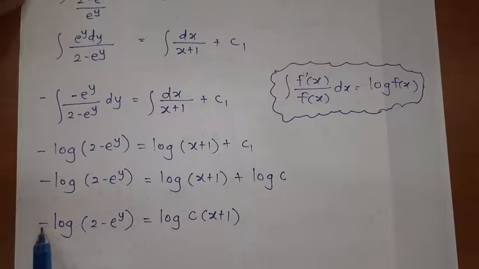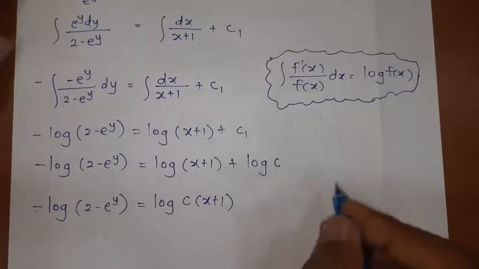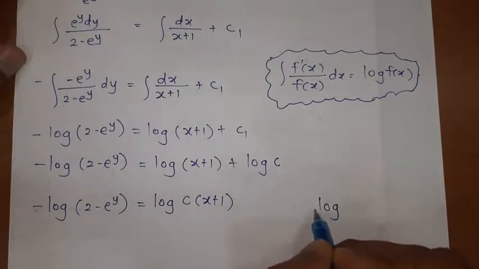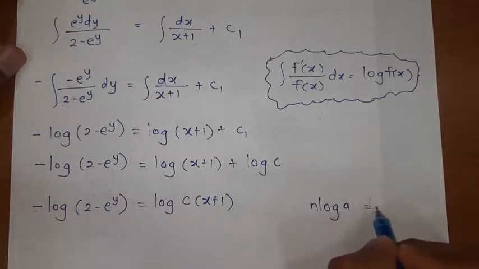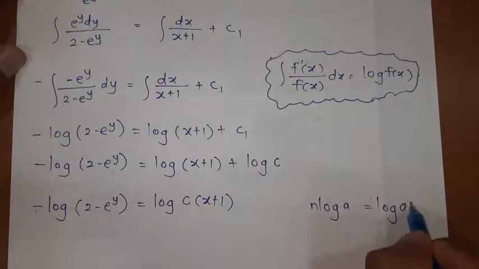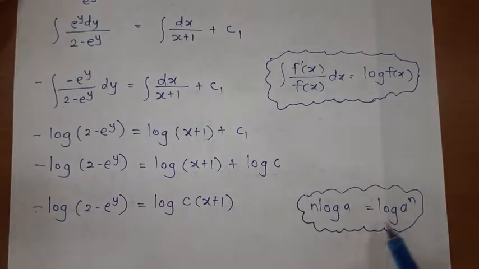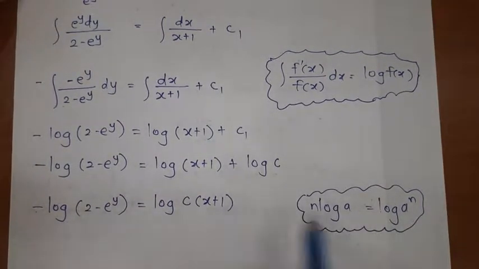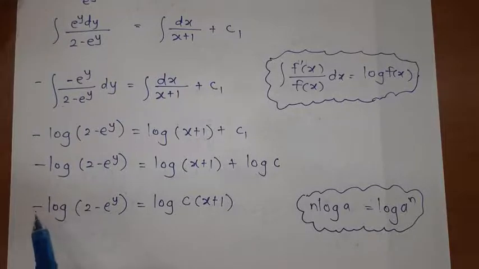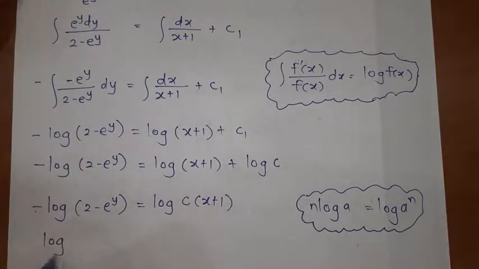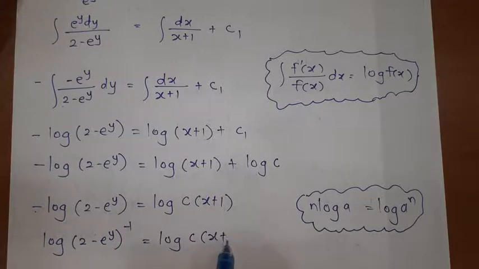I will shift this. There is one more property of log, I will write here. n log a means what? Log a raised to n. This is one more beautiful property of log. I can apply it here. So minus means n here, so minus 1 will shift to the power. So we will have log of 2 minus e raised to y, raised to minus 1, which is equal to log c x plus 1.